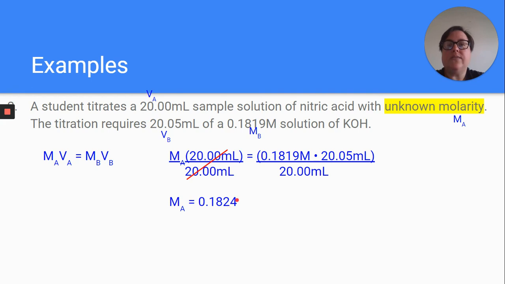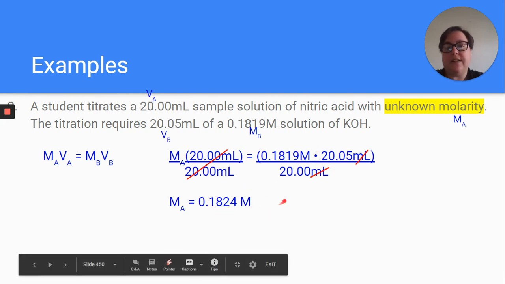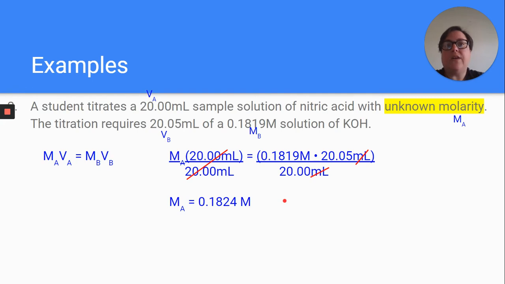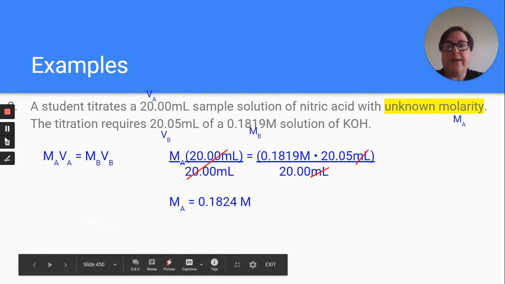Notice that it's a really close value to the concentration of the KOH, and that's because the volumes of the two were really close together, 20 milliliters and 20.05 milliliters. For units, your milliliters would cancel out when you divide them, leaving you with a unit of molarity. That shows me that we did our math correctly. Try the problems I've given you. Let me know if you have any questions.